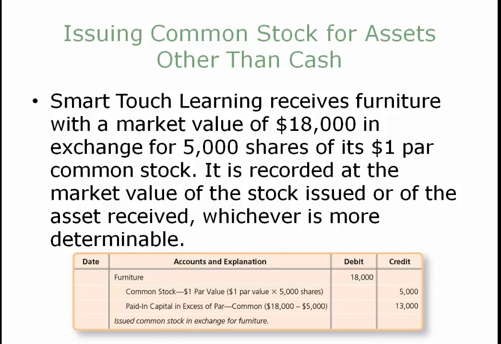So what they did is they took the market value of the furniture, $18,000. They looked at the common stock par value, that was set as $1, so they put that as 5,000. And then the difference between the 18 and the 5 goes into this paid in capital in excess of par for 13. Remember, this par value thing, all it really does is create an anchor for you to divide between common stock and paid in capital.